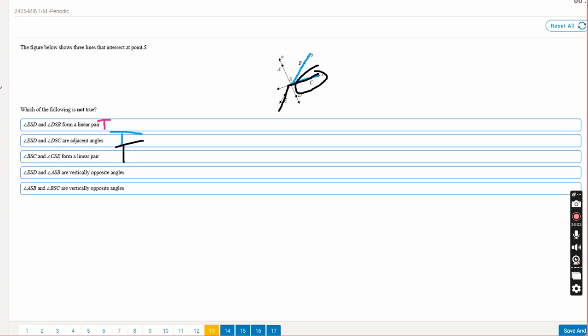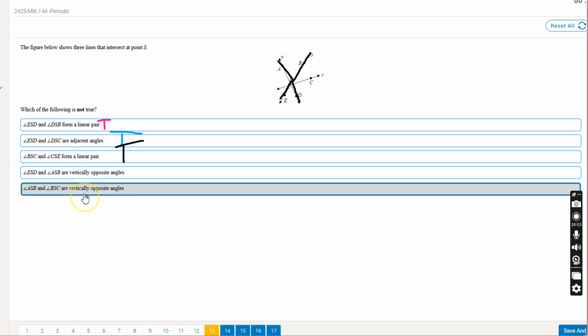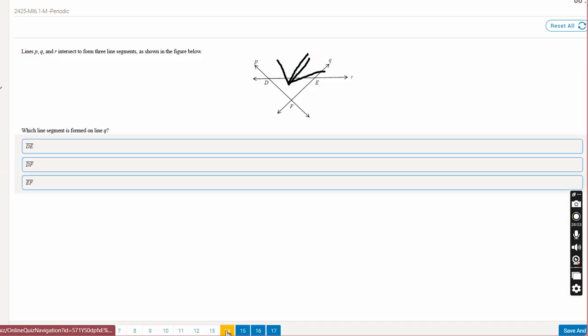The next one is ESD. So ESD is going in opposite direction. ESD and ASB. ASB is like this. They are vertically opposite. Yep, they are, because remember they're forming a V that is facing opposite. So that is true. So now the last one which is left is going to be incorrect. Let's draw it out. So ASB and BSC. That is an adjacent pair. That's not vertically opposite because they're sharing a common ray.